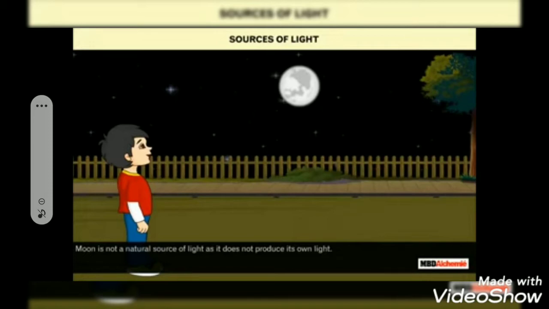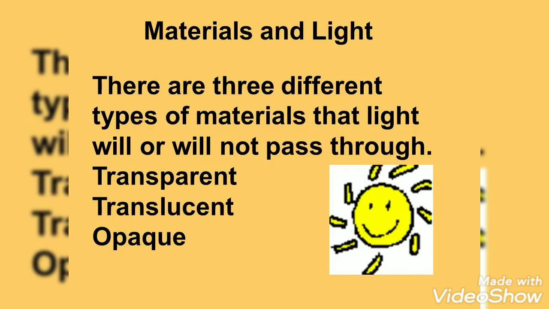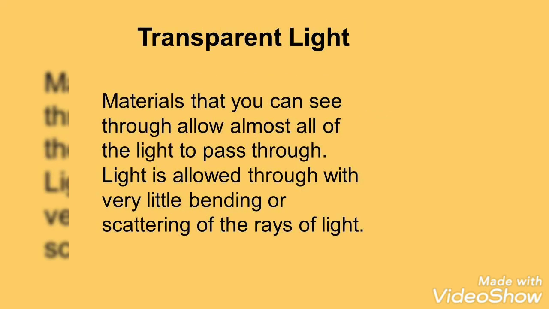Now the different kinds of materials are also classified on the basis of light. The classification is transparent, translucent and opaque. Transparent objects, translucent objects and opaque objects. The materials which allow light to pass through them are called transparent objects. They are allowing the light to pass through them, so that's why they are called transparent objects.